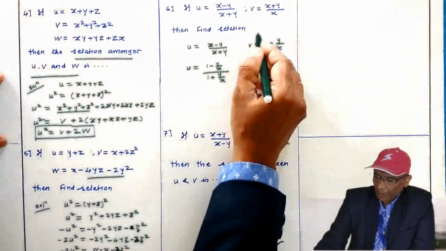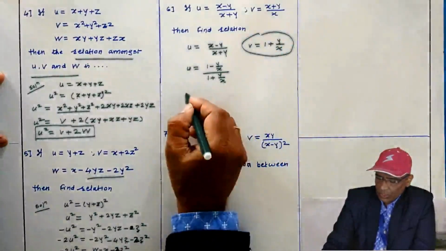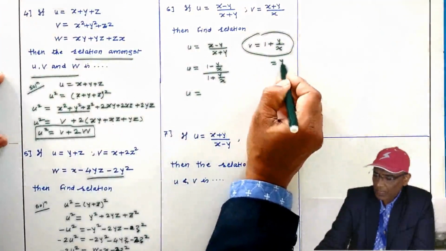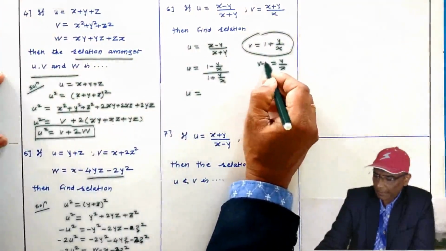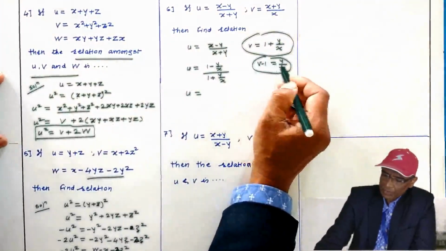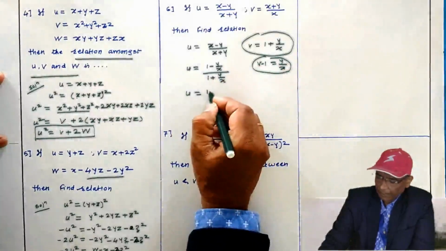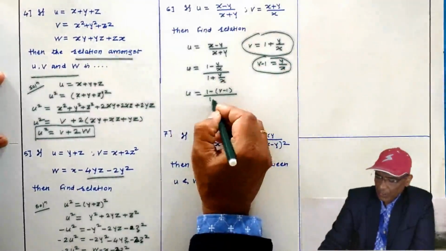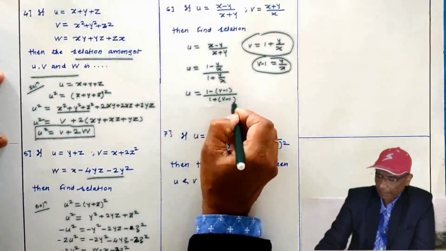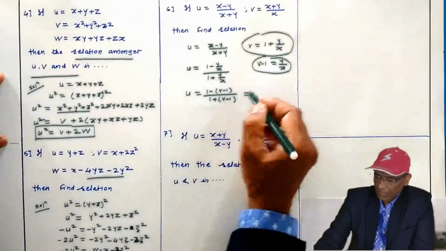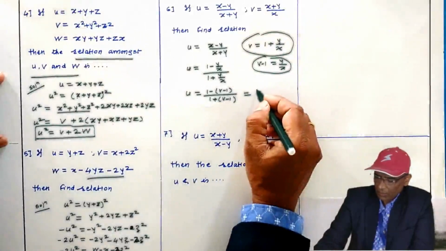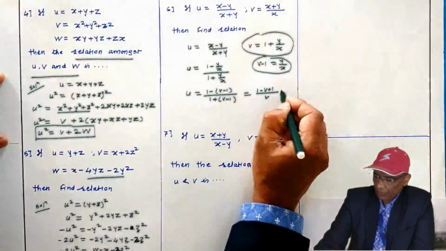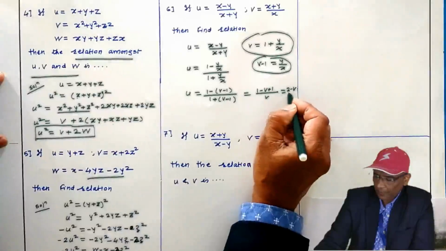Okay. Now, u is equal to. So, what is value of y by x from this? Y by x equal to v minus 1. Put y by x value here. Okay, 1 minus 1 cancel. This is 1 minus v plus 1 by v, 2 minus v by v.